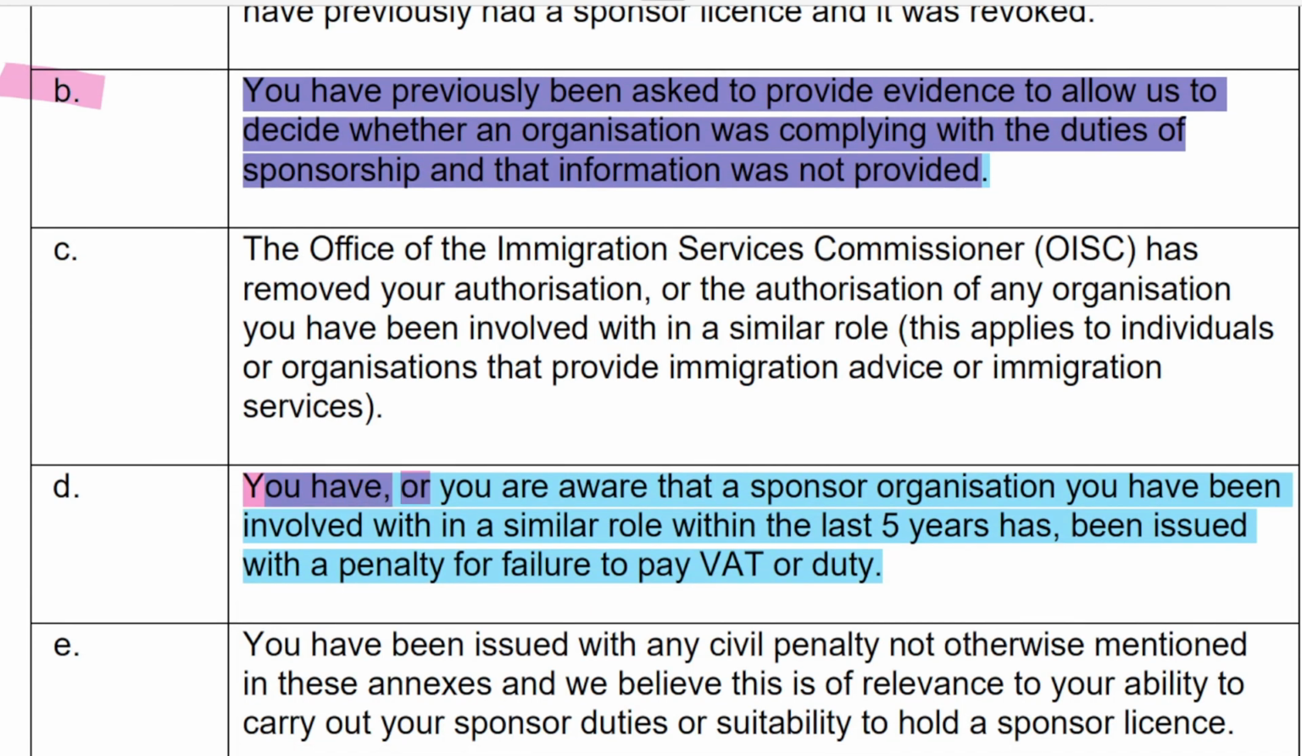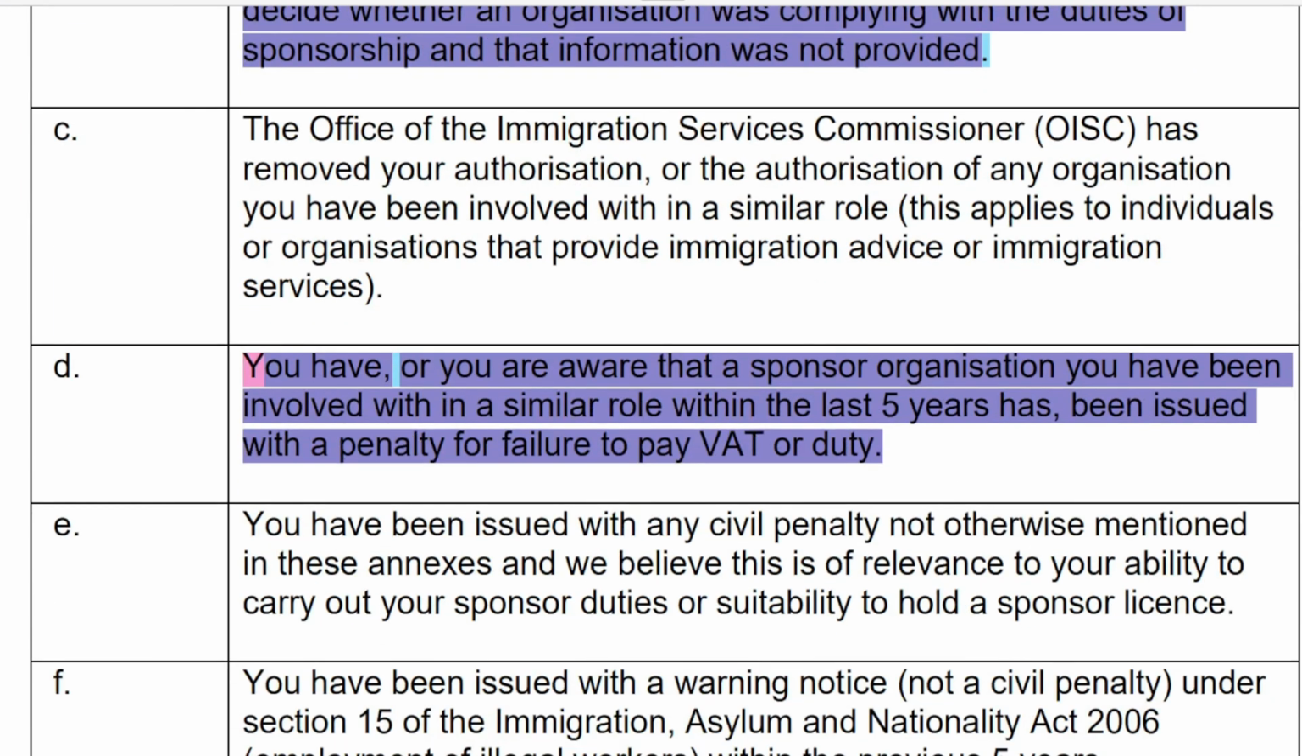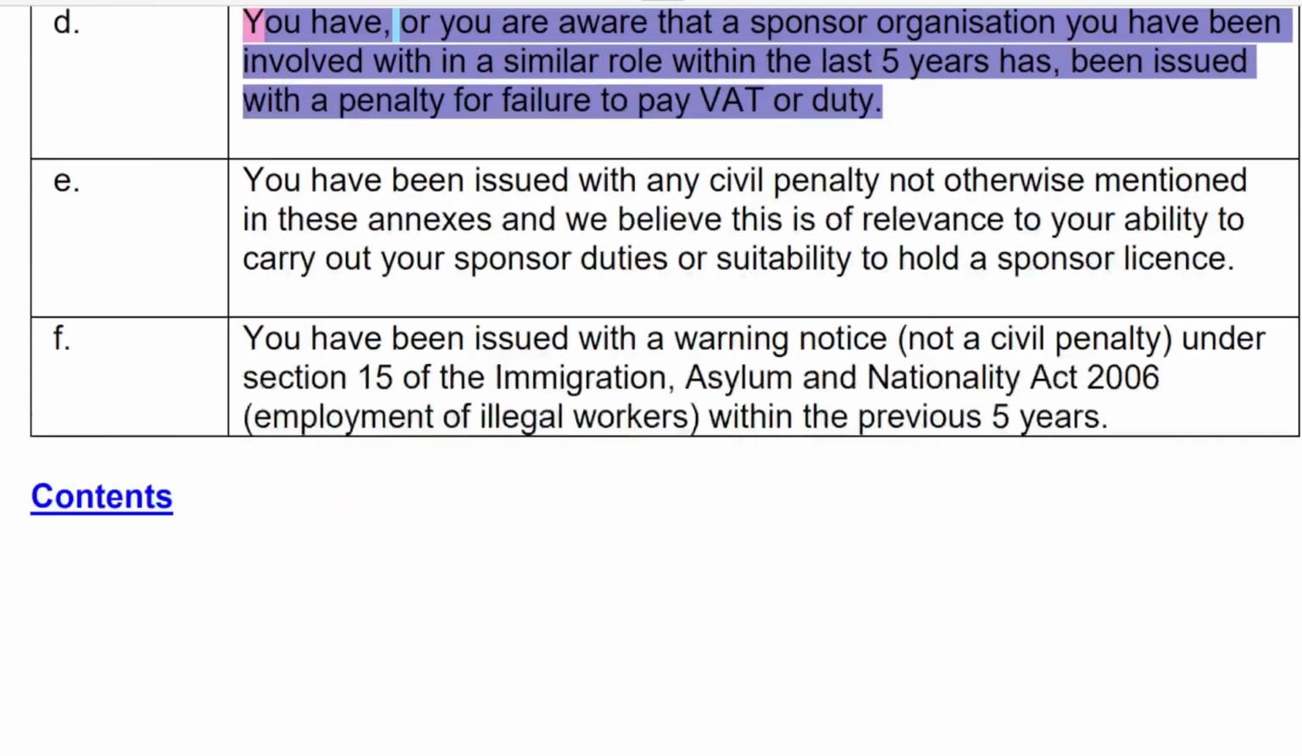You are aware that the sponsor organization has been involved in a similar role within the last 5 years, and/or has been issued with a civil penalty or failed to pay VAT duty.